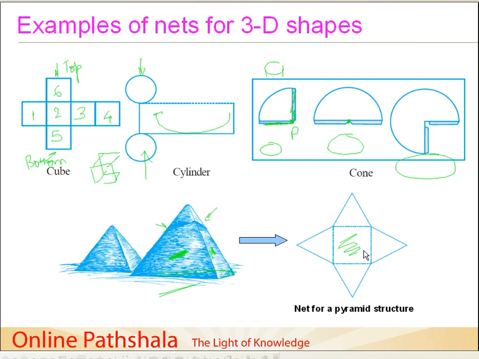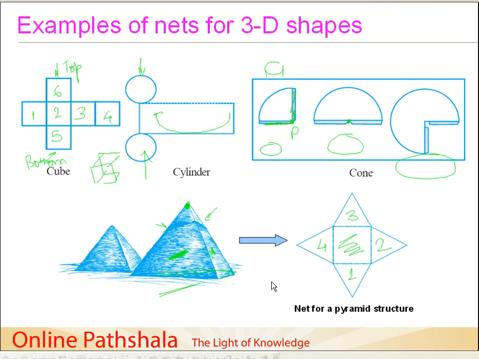So this becomes your base, and these 4, 1, 2, 3 and 4, right? When we fold this up to meet them, fold this up and get them to touch at this point, right? Then it will become like a pyramid structure. So this was our discussion on net, and we also saw the common examples of nets for the three-dimensional shapes.